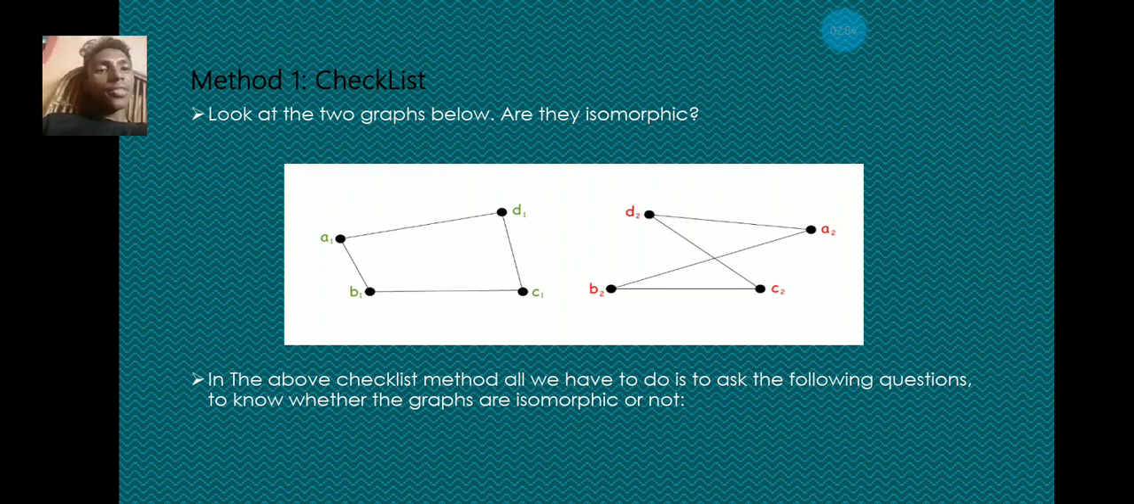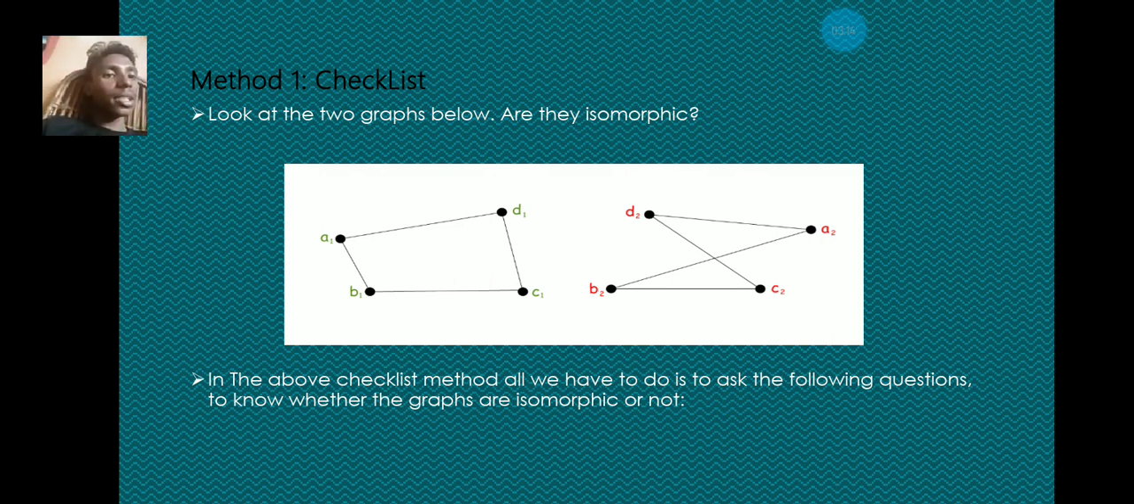Now we will see method 1, the checklist method. Look at the two graphs. Are they isomorphic? In the checklist method, all we have to do is ask the following questions to know whether the graphs are isomorphic or not.